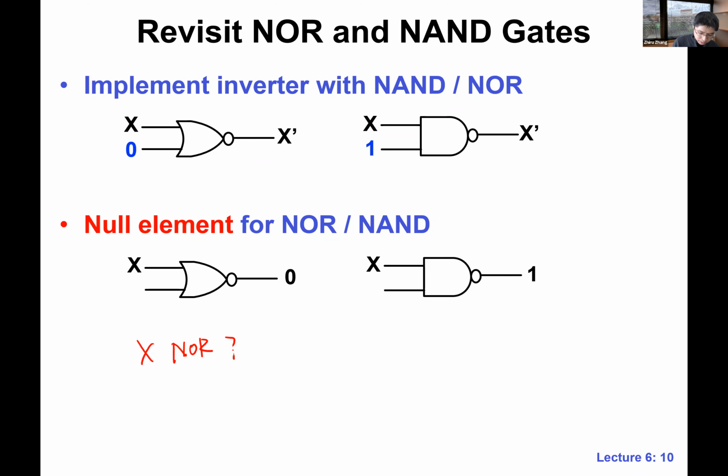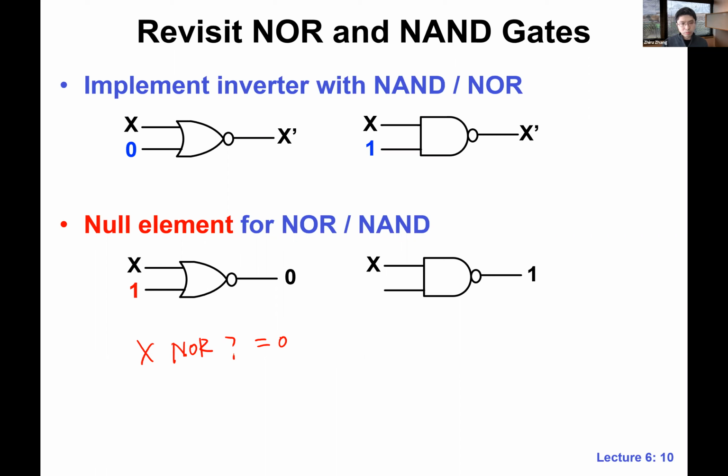So here, the high-level idea is that we don't care about X, okay? If you put in a 1 here, the output is going to be 0, regardless. As long as one of the inputs is 1, the output is going to be 0. How about NAND? Opposite, right? 0. Okay. All right, clear so far, right?